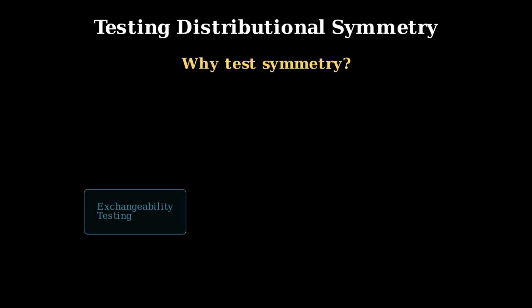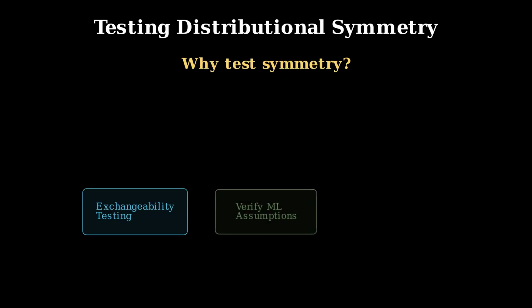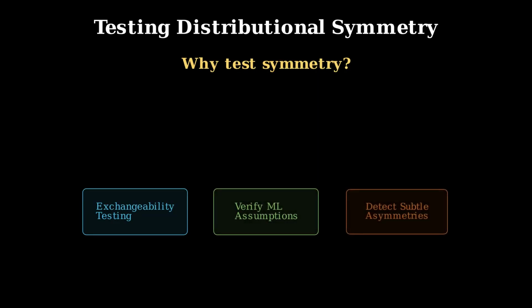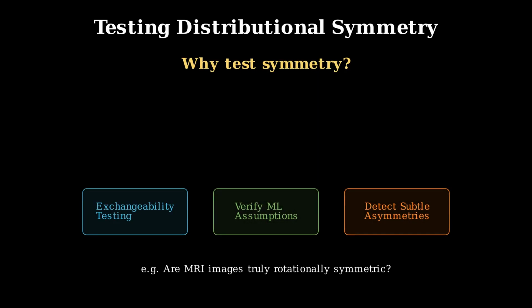Applications include testing exchangeability, verifying symmetry assumptions in geometric machine learning, such as whether MRI images are truly rotationally symmetric, detecting subtle asymmetries that could bias models, and improving robustness and interpretability.